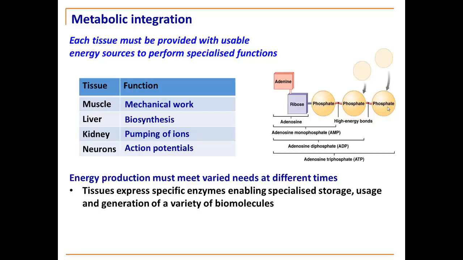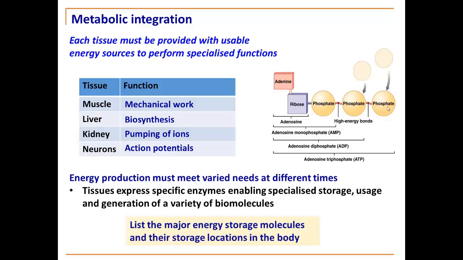And of course, energy production must meet the various needs that we have at different times, depending on which tissue you're in. Right now, if you're not doing very much, your skeletal muscle isn't using very much energy. But at different times, it might need lots of ATP for muscle contraction. So it might be using fat now, but later on, it may be using a lot more glucose because you get a faster release of ATP using glucose. Therefore our tissues express specific enzymes enabling specialized storage, usage and generation of a variety of molecules.